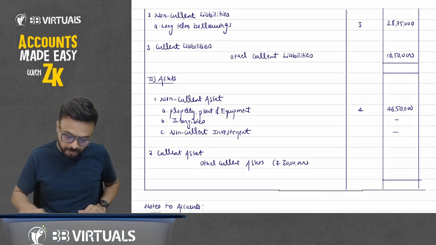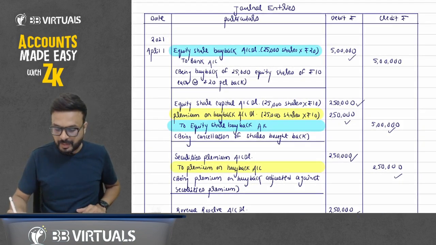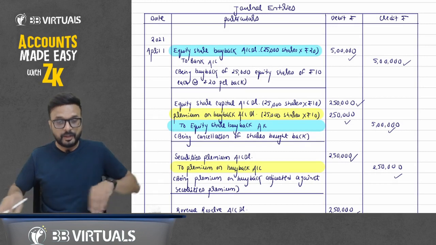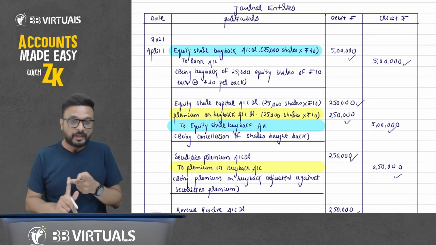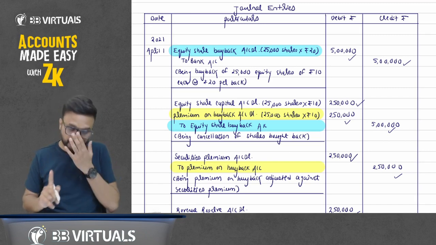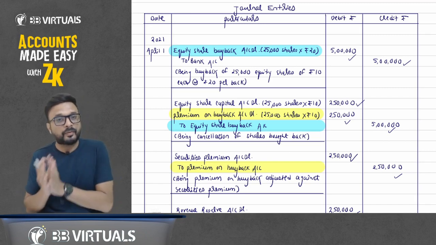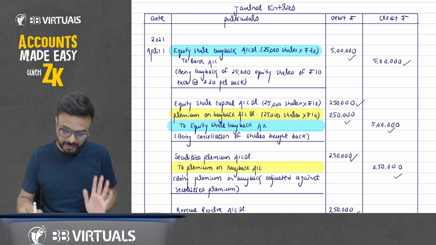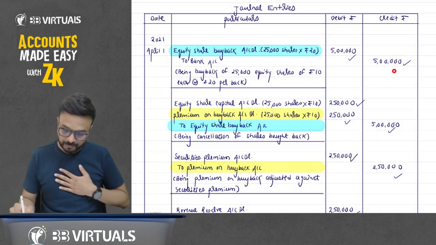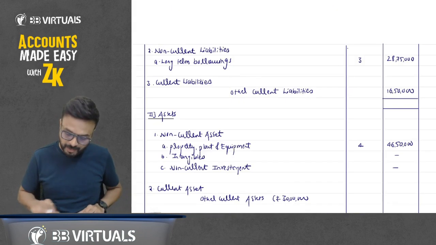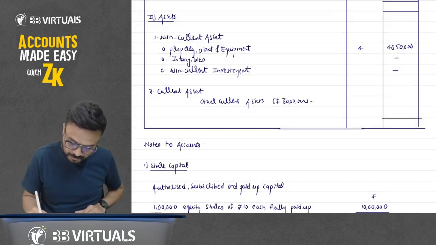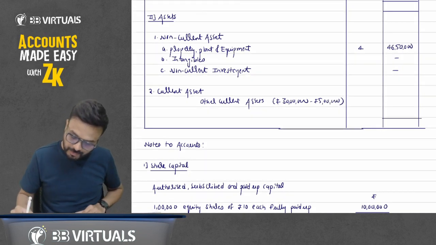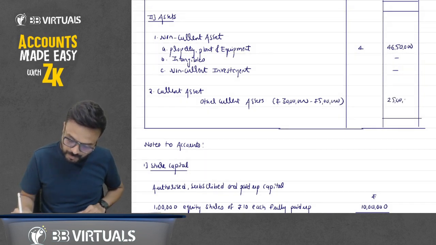And this bank, when you passed the entry here, you credited this bank, and bank is a part of current asset. Now the bifurcation is not given: how much is the inventory, how much is debtors, how much is bank. But all these are the part of current asset only. Just deduct this 5 lakh, because bank is a part of current asset. Minus 5 lakh, so it will come 25 lakhs.